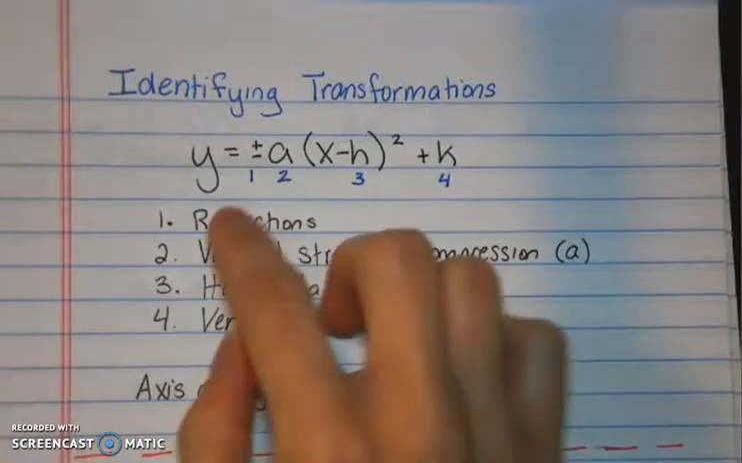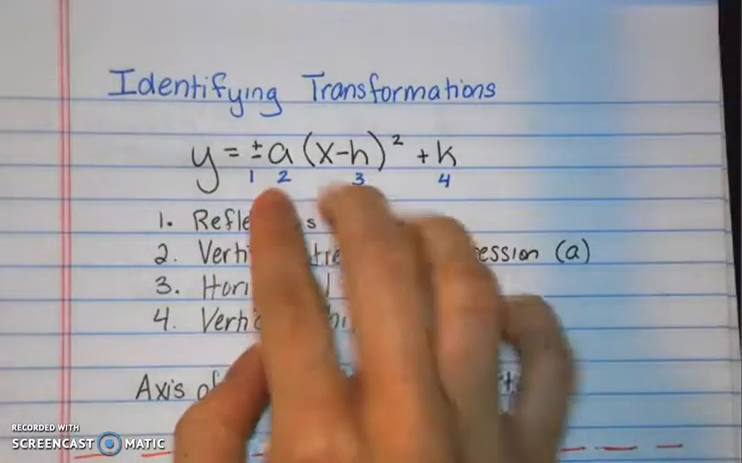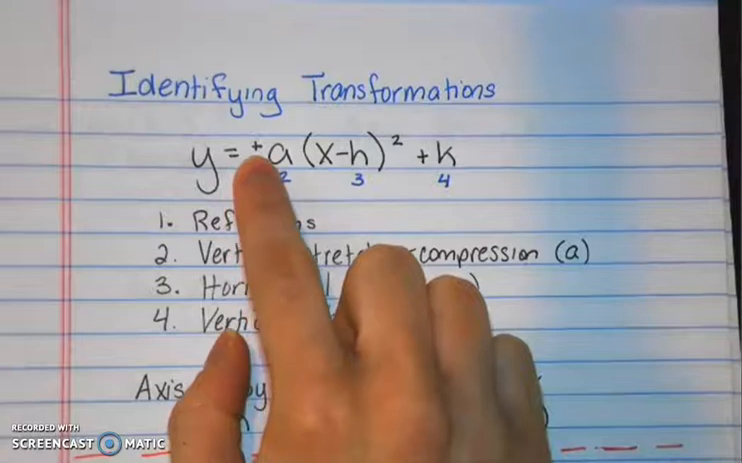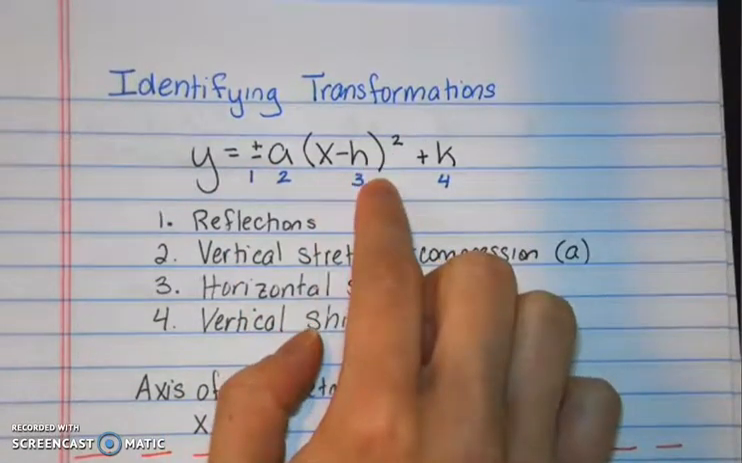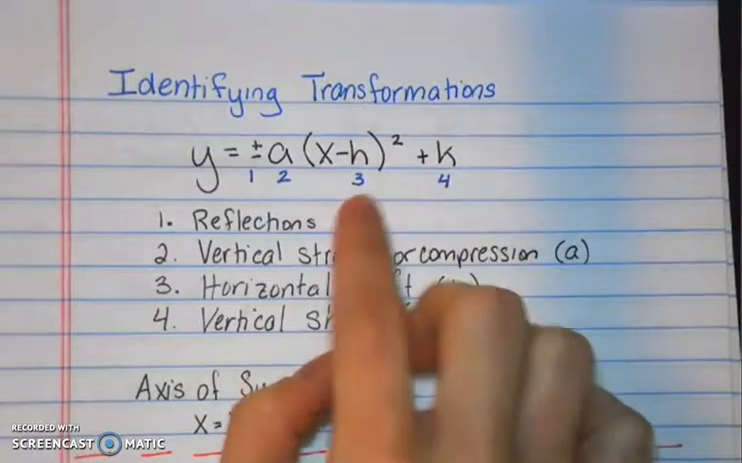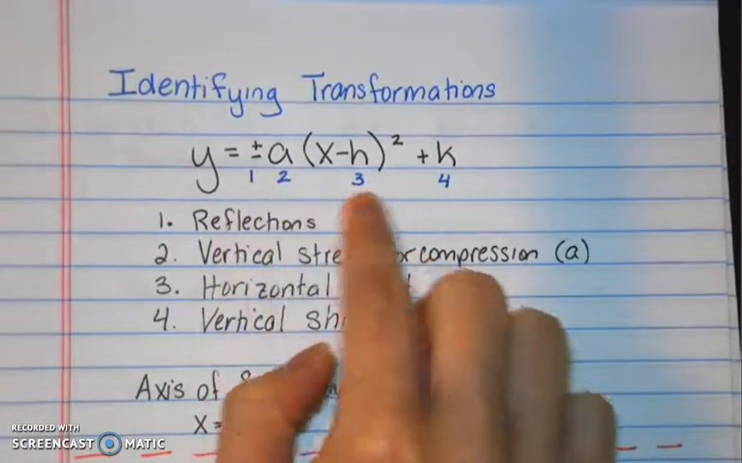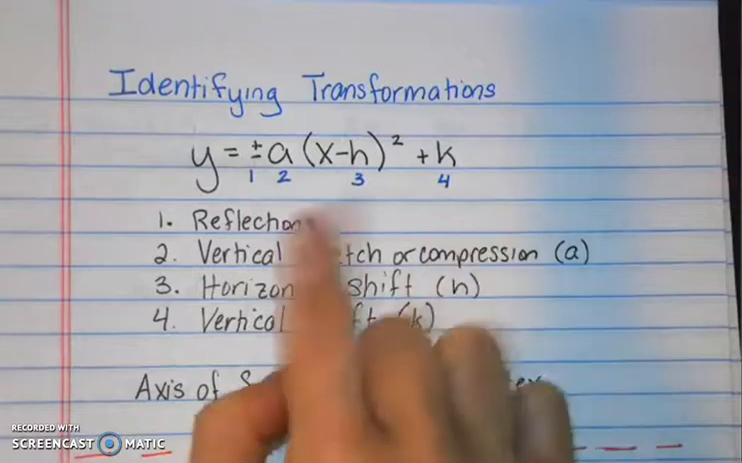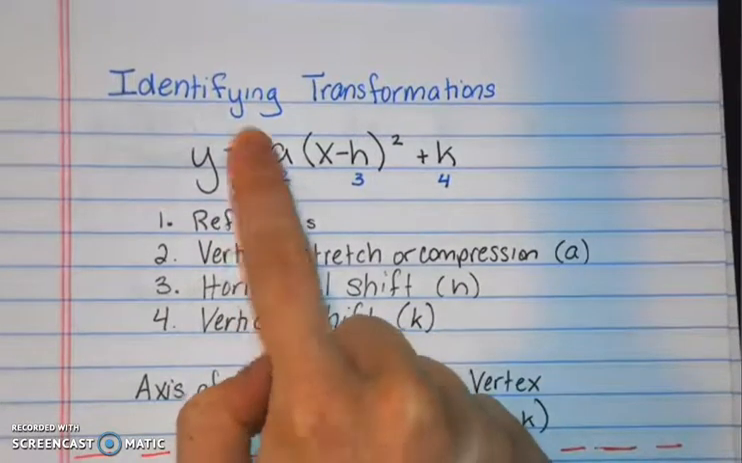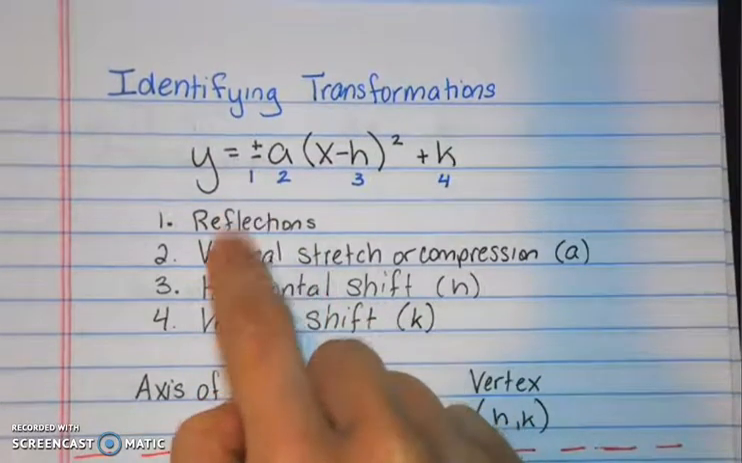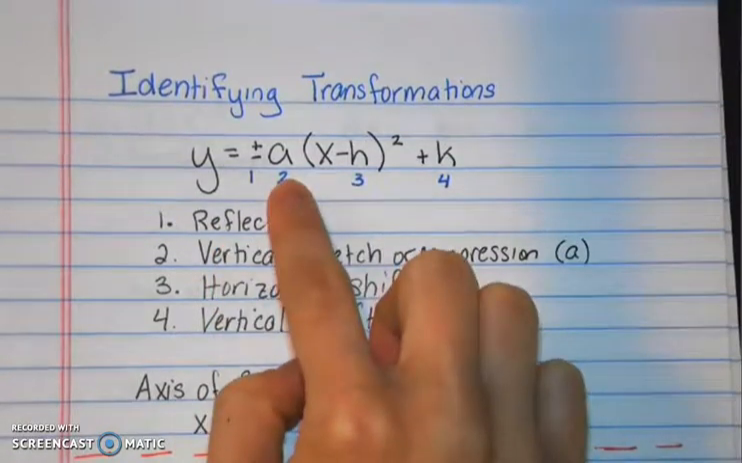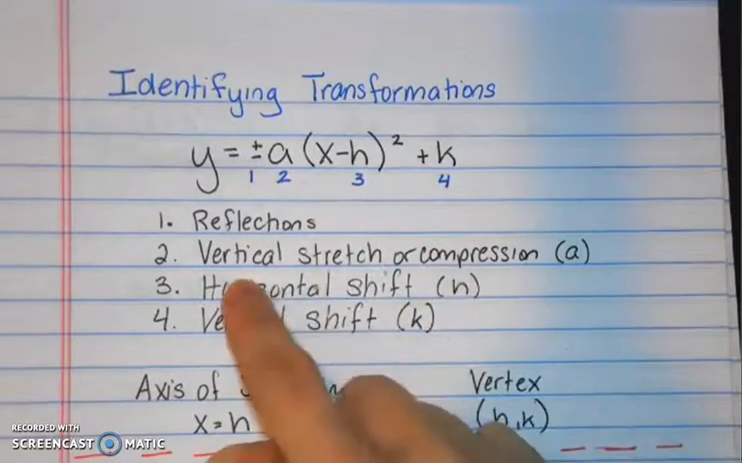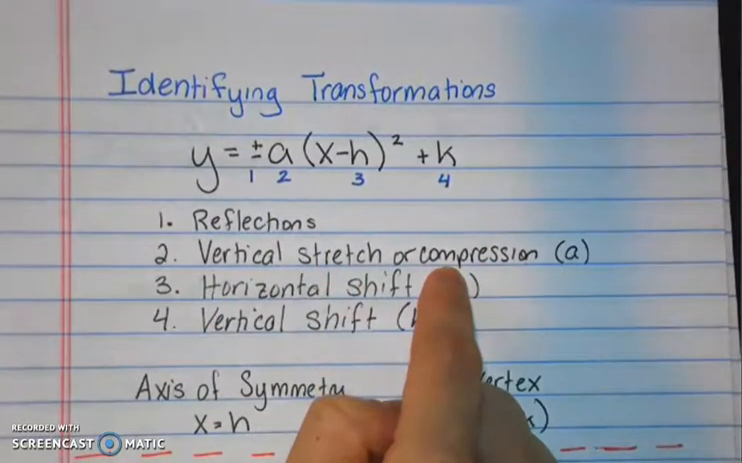So to start off with, I show you our equation in vertex form. So there might be a positive a or a negative a, and then (x minus h) squared plus k. And when we look at an equation, we are going to look for four different things. We're going to look first at the sign in the front, and that's going to tell us is there a reflection. Then we are going to look at a and ask, is there a vertical stretch or compression?